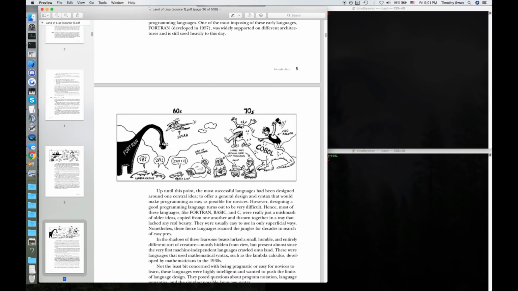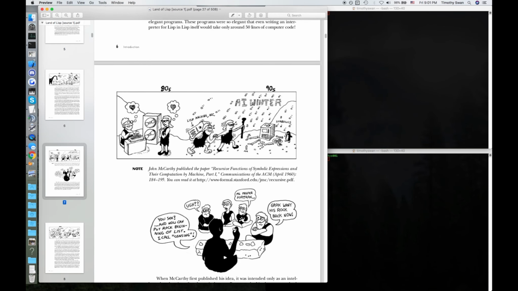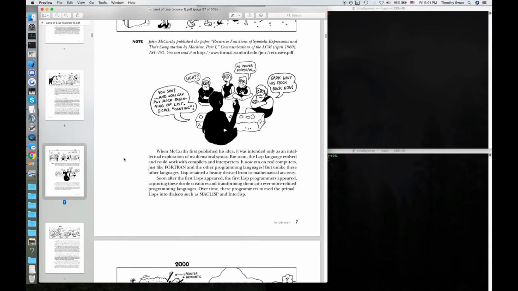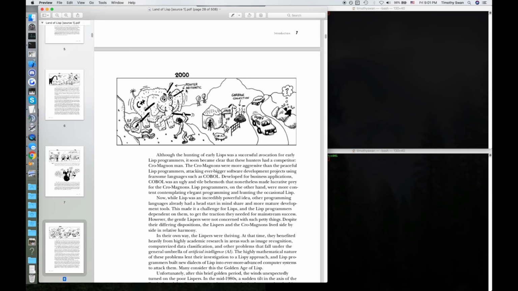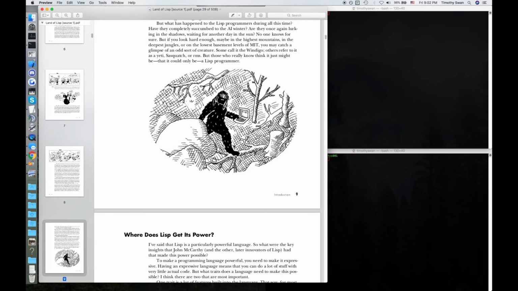Lisp here are mice. Fortran's this dinosaur. You got COBOL and things like that. And then you have the AI winter in the 90s, and you have the 2000s. In the 90s, you had, I guess, not a lot of different things. I'm not really sure. But in the 2000s, you had pointer arithmetic, Java, Ruby, Python, all this stuff. And the Lisp guys are scared. So after C# and all this stuff comes along, C++, Lisp guys become this creepy creature that's out of the way.